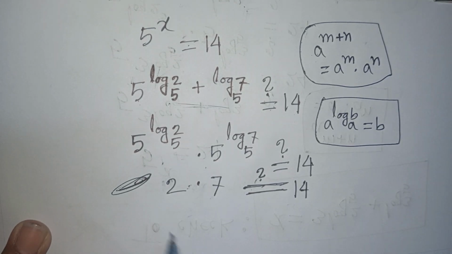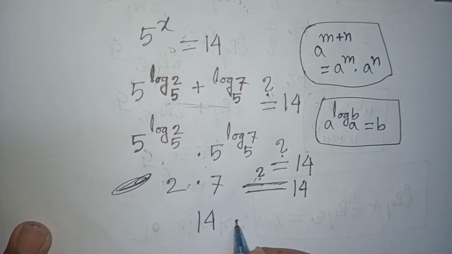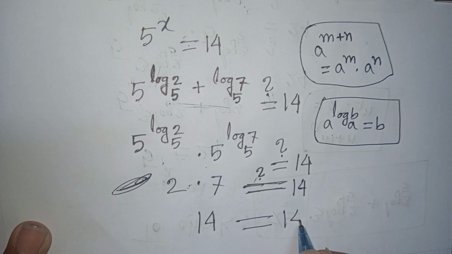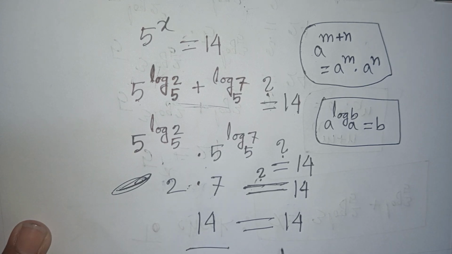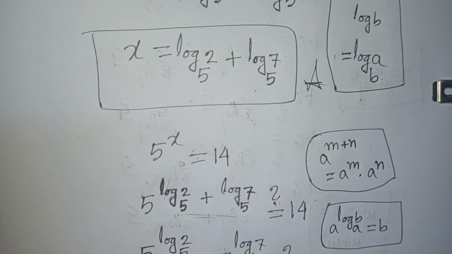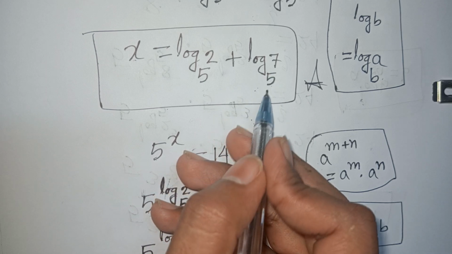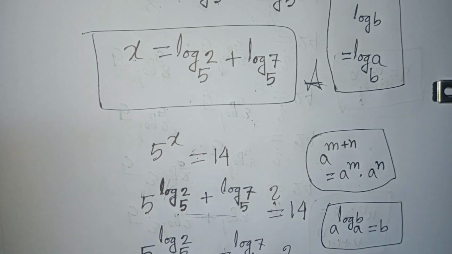Now 2 times 7 means 14. So of course 14 is equal to 14, left side is equal to right side. So our correct and final answer will be x is equal to log 2 base 5 plus log 7 base 5. So this is justified.